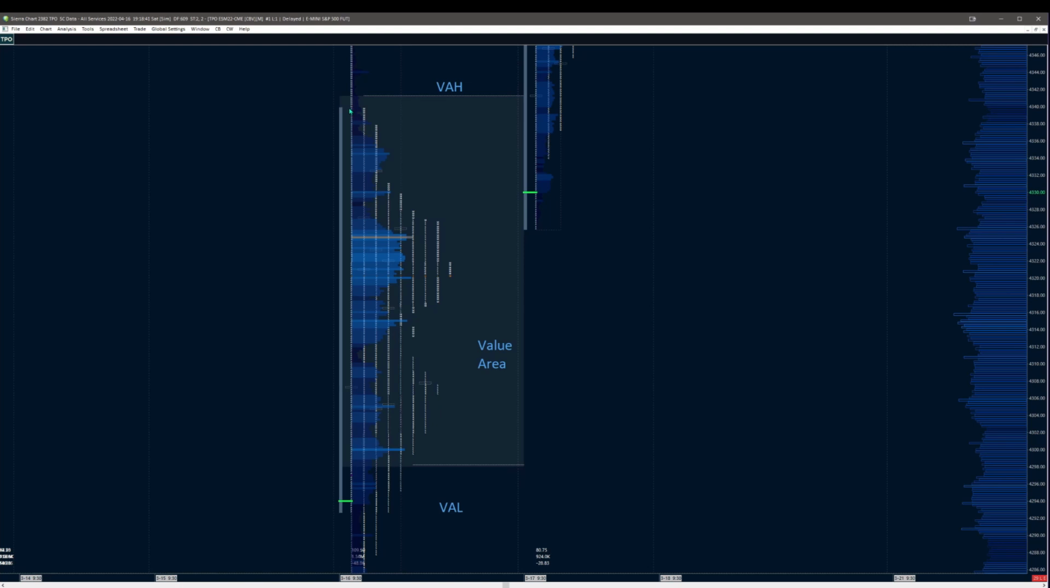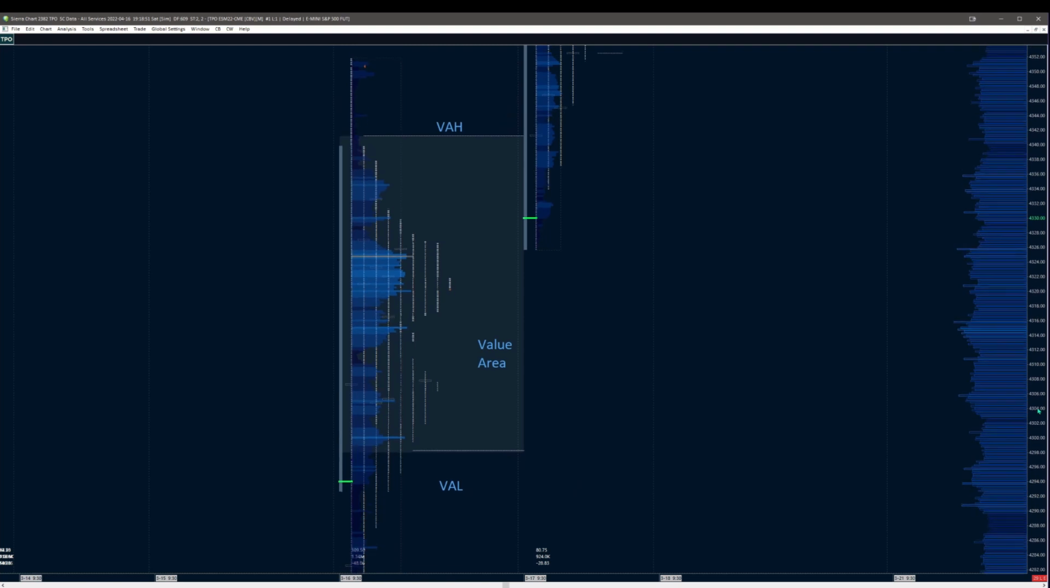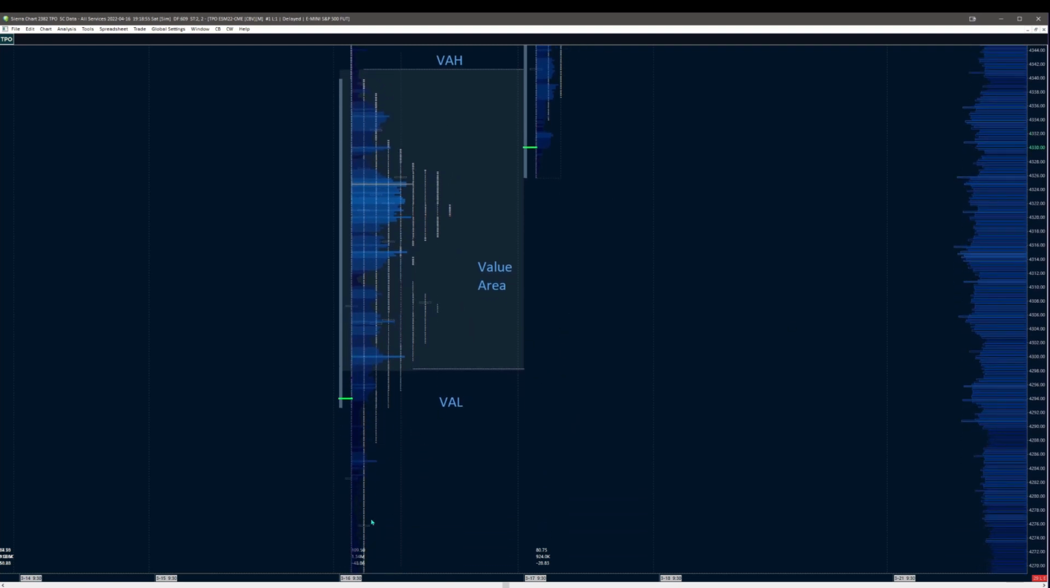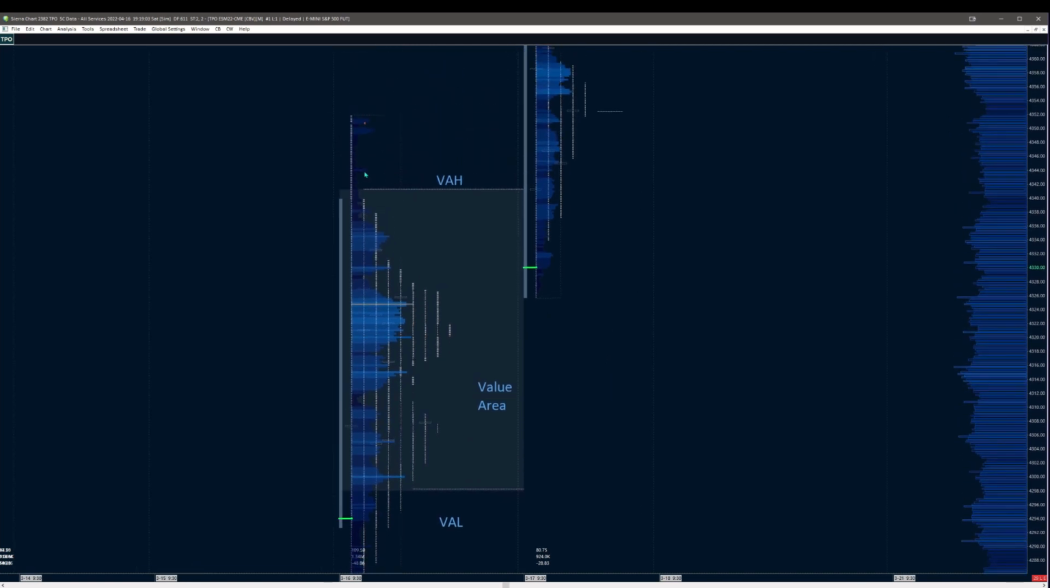Around the highs of a profile, you'll have the value area high, or VAH. Around the lows, the value area low, or VAL. The reason for this is that usually on a balanced profile, prices below the value area are seen as cheap prices that can be bought up, and above we have expensive prices that can be sold down.